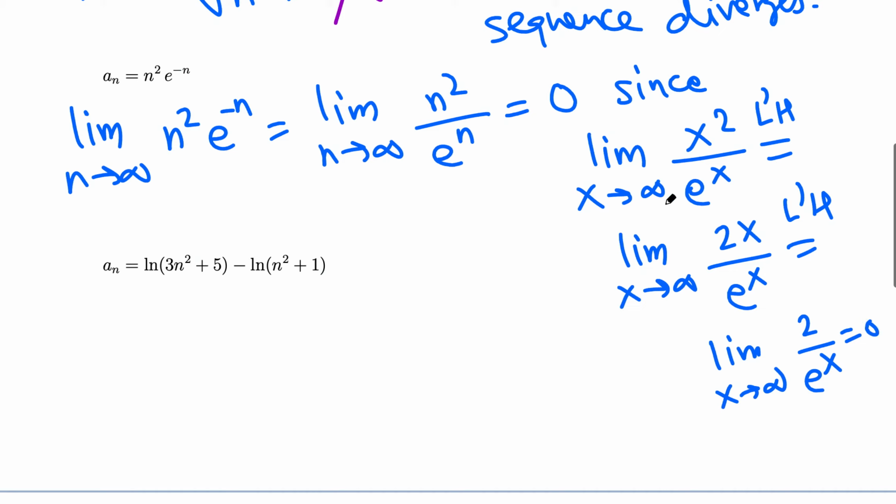Since this is 0, and this works for integers as well. Or you can just say that for n squared over e to the n, if we graph it, the exponential grows faster. That means the bottom becomes infinity faster than the top, so the whole thing is 0.